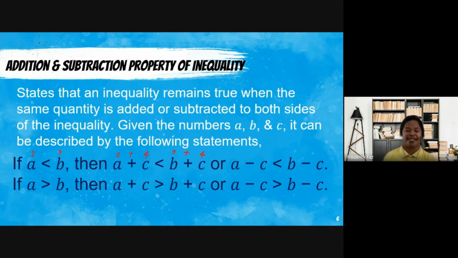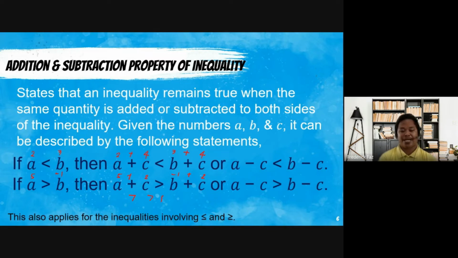Another example for the second statement. If A is greater than B, so if A is 5 and B is negative 1, and we use positive 2 for C, so if we add 5 plus 2, is greater than negative 1 plus 2, which is equal to 1. So 7 is greater than 1. Same with the subtraction property. This also applies for the inequalities involving less than or equal and greater than or equal.